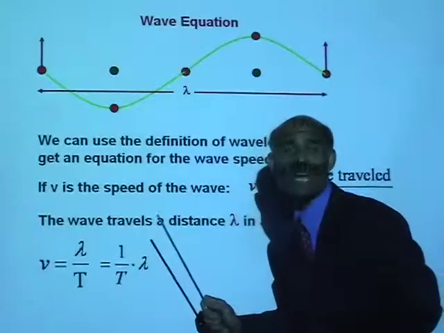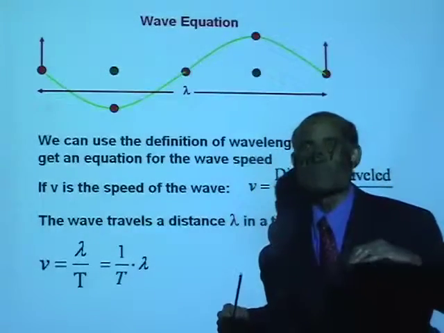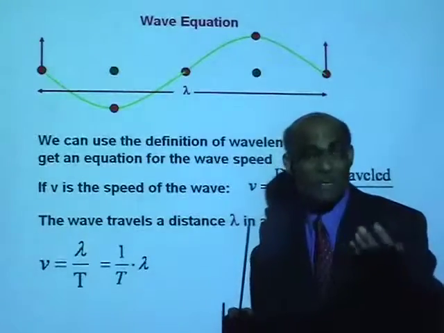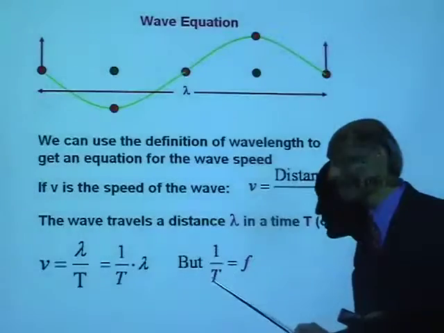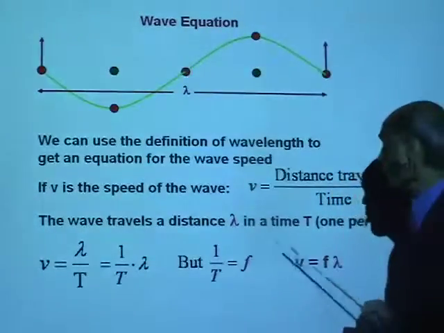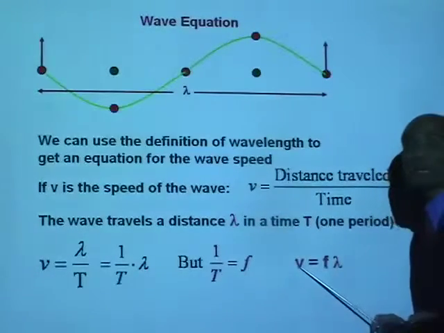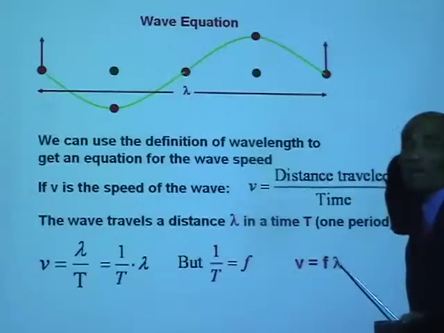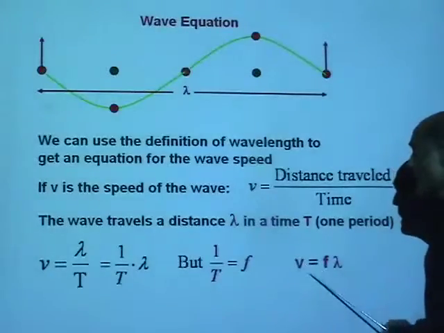Can you give me a quantity that is equal to 1 over the period? 1 over the period is the frequency. Is that right? Reciprocal of the period is the frequency. So 1 over T equal to f, the frequency. Therefore, this is the all-important wave equation. Wave speed equal to wave frequency multiplied by the wavelength. v equal to f lambda.